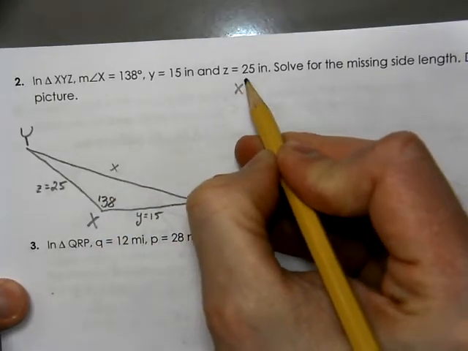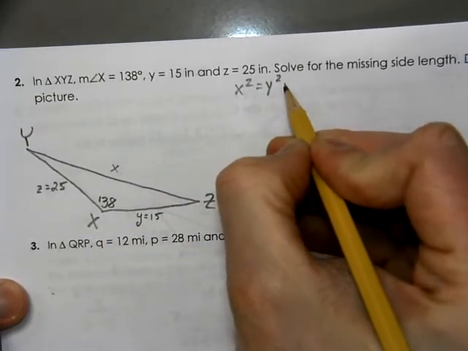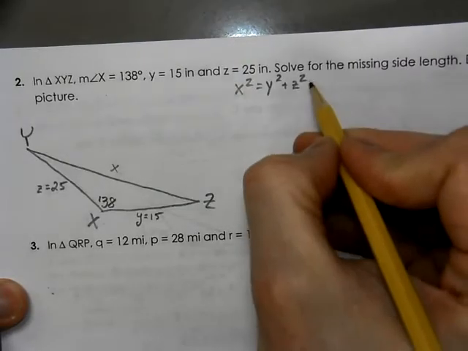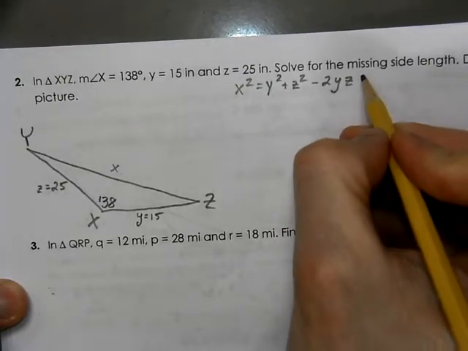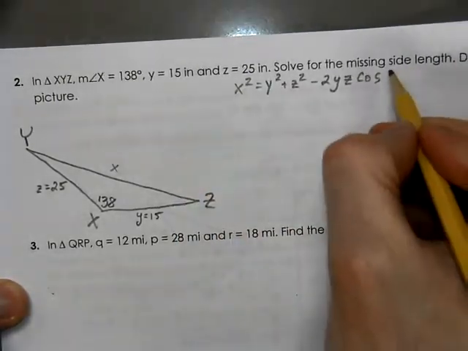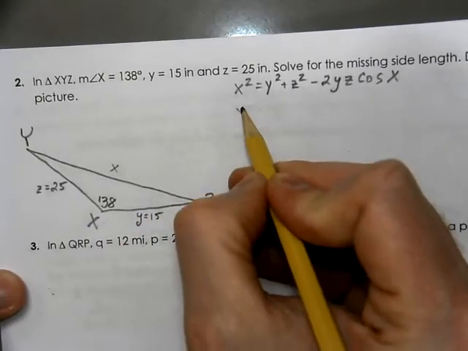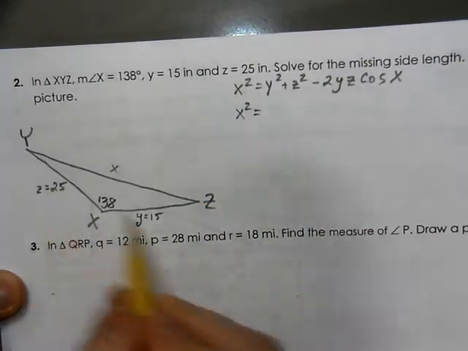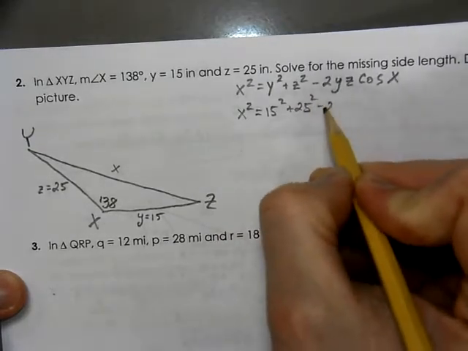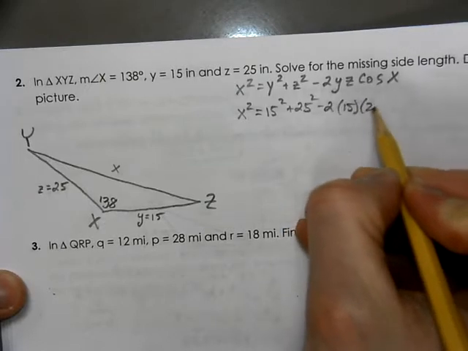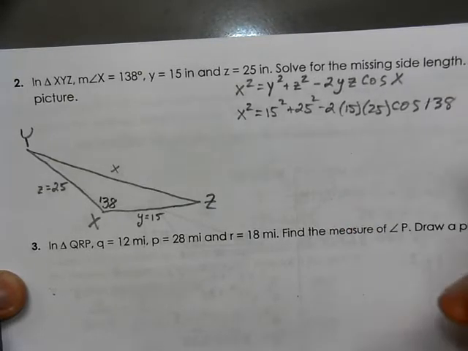So we're going to start with x squared because that's the side that we're looking for. The other two sides are called y squared and z squared. Then we say minus 2 times those two values times the cosine of the angle that you're looking for. So we can plug in numbers now. We don't know what side x is. We know that y is 15, so 15 squared plus 25 squared minus 2 times 15 times 25, times the cosine of our angle, which is 138.